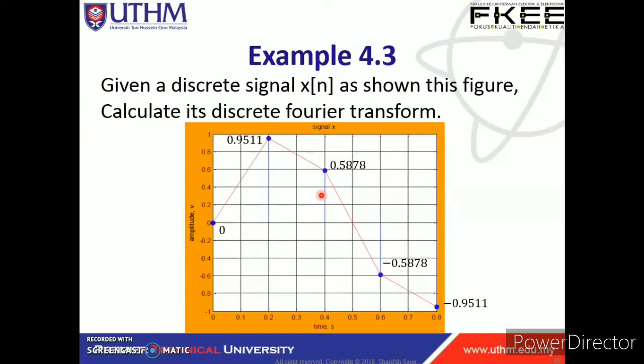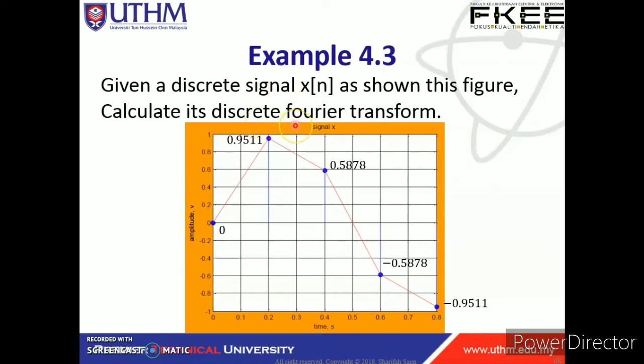Okay, this is example 4.3. In the question, it gives you the discrete signal x[n]. We can see the signal in this graph. At n equals 0, the value is 0, and at n equals 1, we have 0.9511, and next is 0.5878 and negative 0.5878. So we need to find the discrete Fourier transform.